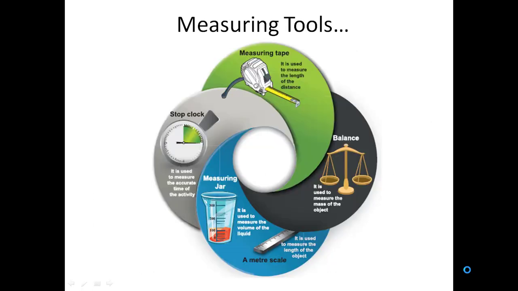These are the measuring tools we are going to utilize for measuring. The first one is the measuring tape. It is used to measure length and distance. We can see this instrument used by masons when constructing a building. This is a balance. It is used to measure the mass of an object. This instrument can be seen in many retail shops.